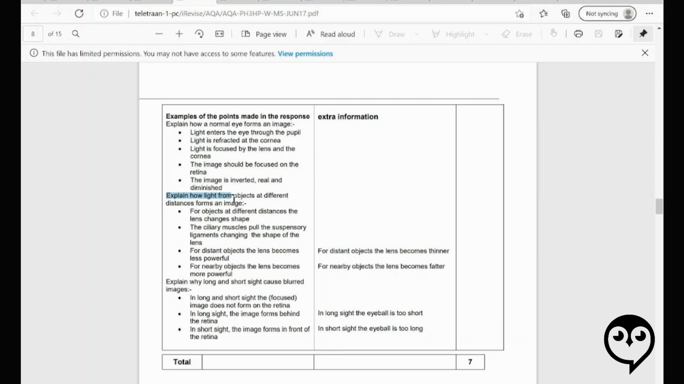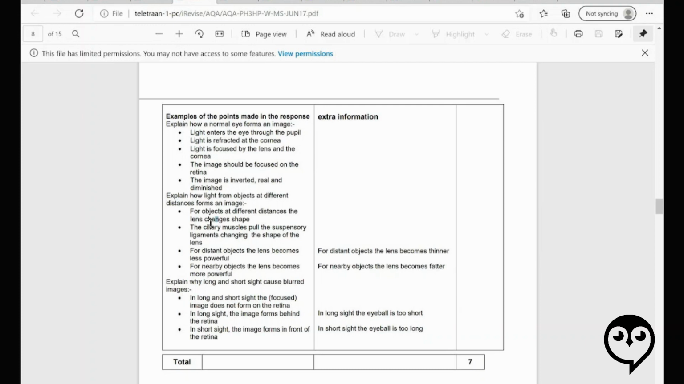Then explain how light from objects at different distances works. So you could say, hey, when the object is at different distances, we change the shape of the lens. These little ciliary muscles pull the suspensory ligaments, which change the shape of the lens. For distant objects, it becomes a less powerful and flatter lens. For nearby objects, it becomes a more powerful and rounder lens. Or they say here fatter.